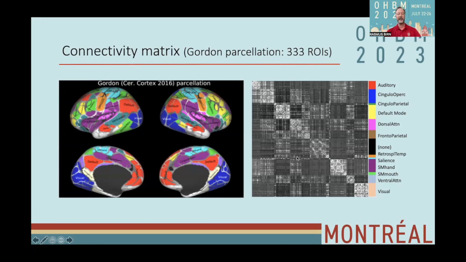Now, in order to get a more holistic measure of the functional connectivity across the whole brain, we can parcellate the brain into a discrete set of regions of interest. In this case, I'm showing you the 333 regions from the Gordon parcellation. And we can average the signal over these regions of interest and calculate all possible pairwise correlations to form this connectivity matrix. And I've organized this connectivity matrix according to the different functional networks that you see here.